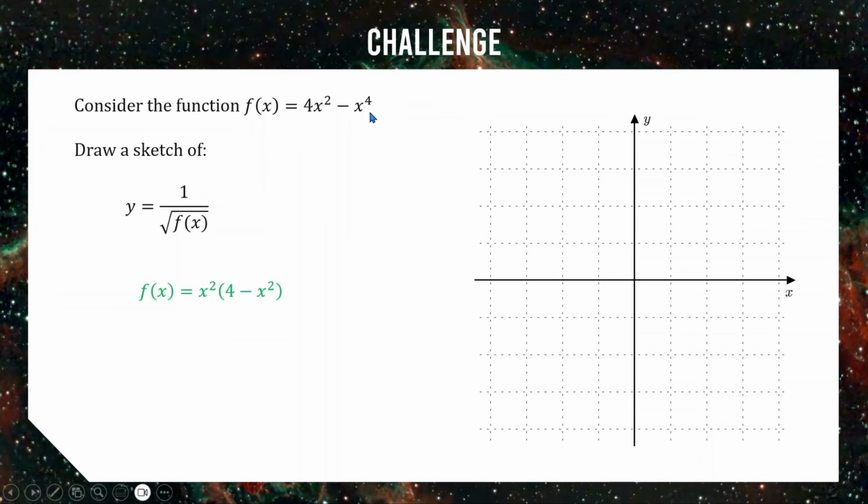Fortunately, we can factorize because we have a common factor of x squared that I can yoink out the front and give me 4 minus x squared, which is conveniently a difference of 2 squares, which can be further factorized into 2 minus x and 2 plus x.